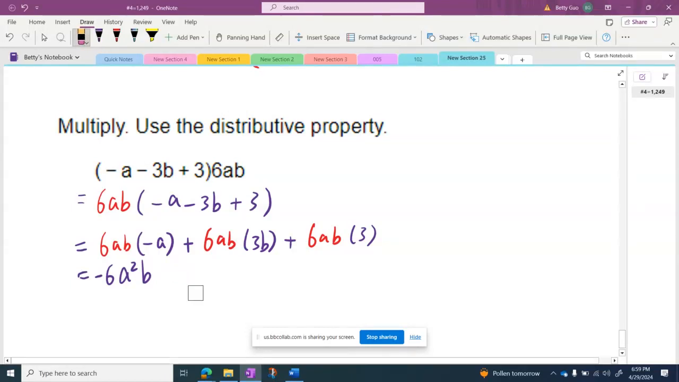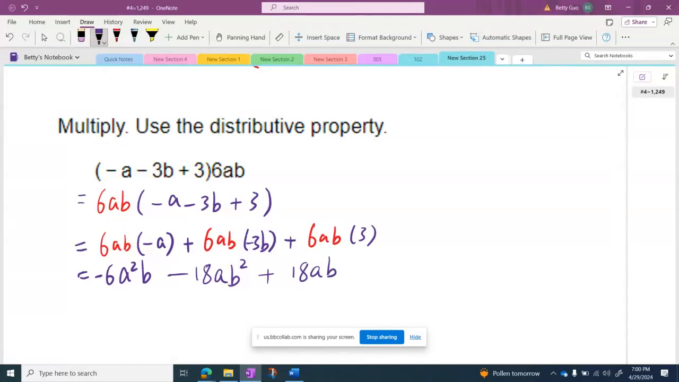So 6ab, negative a, 6ab, negative 3b. Slow down. And 6ab times 3. Okay. And positive times negative is negative. 6 times 3, 18. A, b times b squared. Positive times positive is positive. 6 times 3, 18, ab. And knowing those two are not like terms, they have different variable parts, this is the final answer.